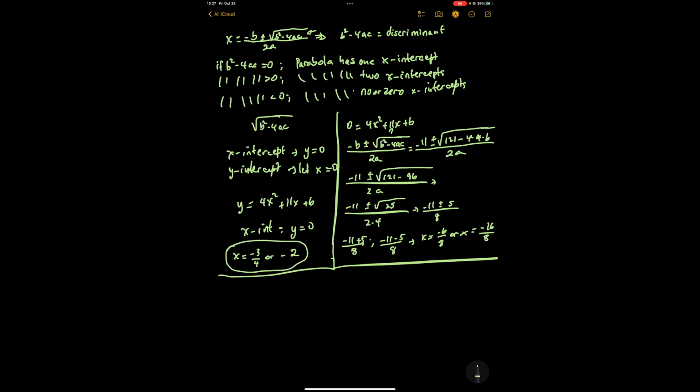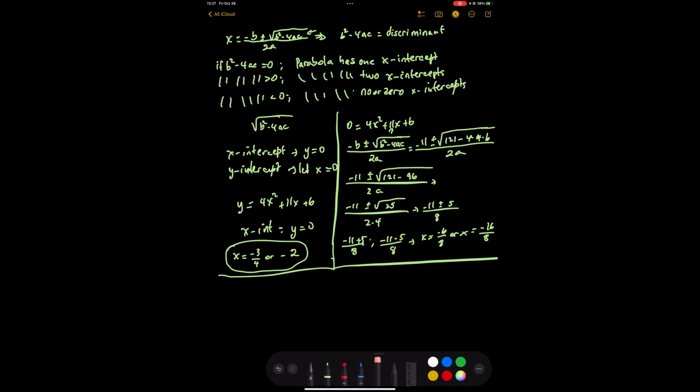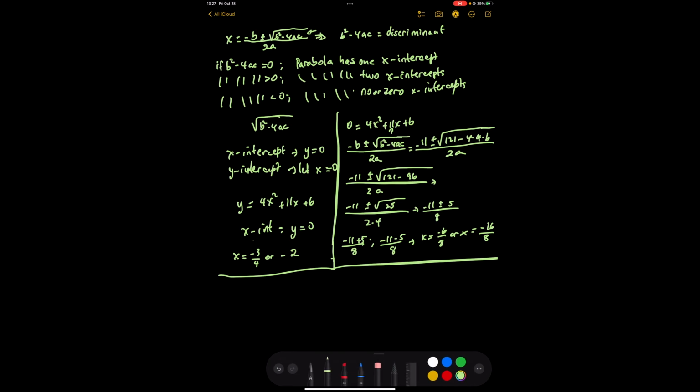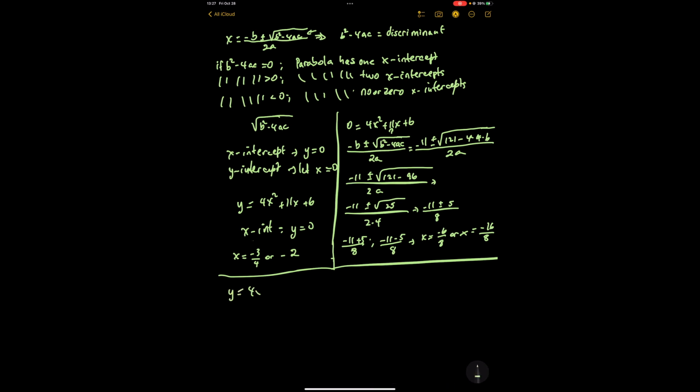Now, are we done? No. We're not done actually. My bad. I forgot that part. We need to always double check the answers to see if it is right. So the function is y equals 4x squared plus 11x plus 6. And so let's put negative 2 for x. That would be 4 times negative 2 squared plus 11 times negative 2 plus 6.